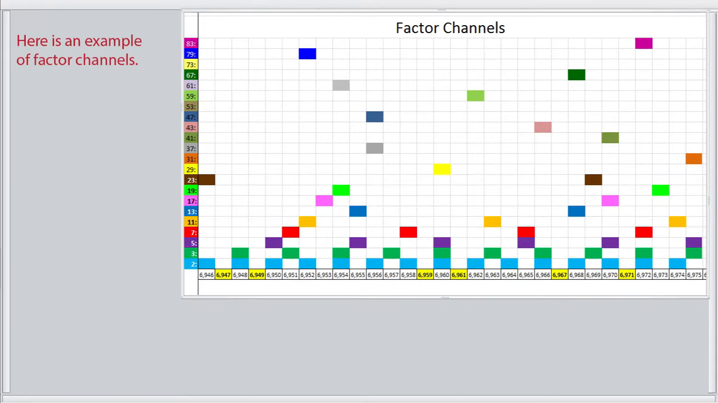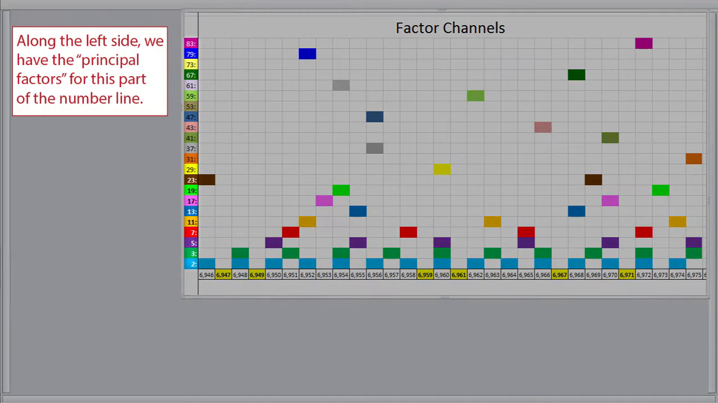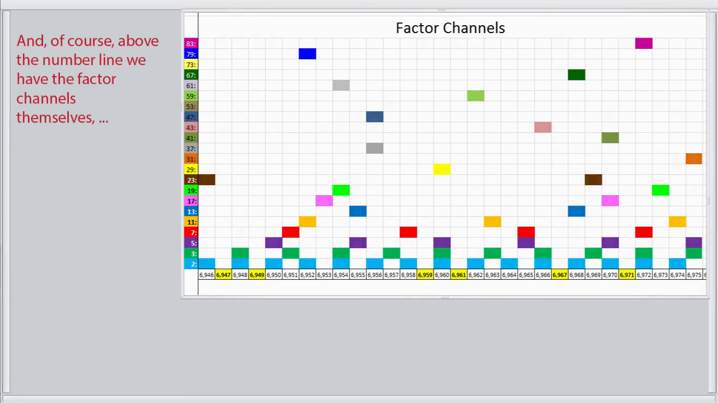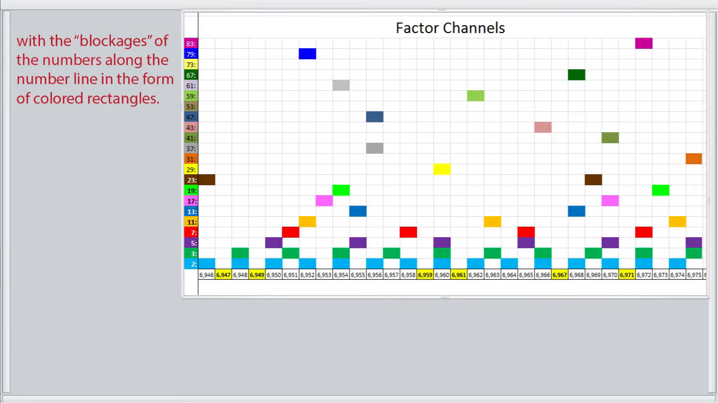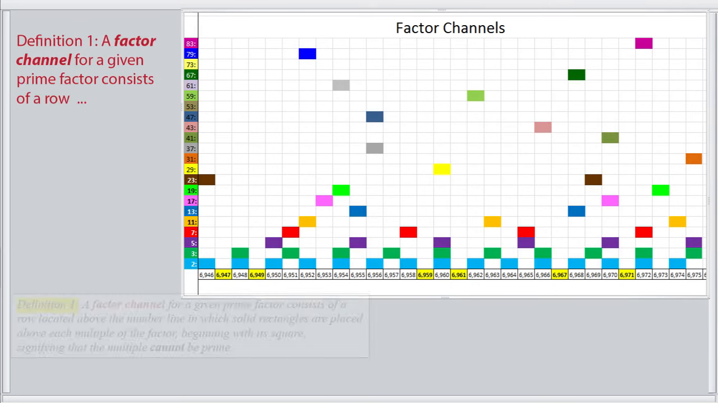Here is an example of factor channels. Along the left side we have the principal factors for this part of the number line, and of course above the number line we have the factor channels themselves with the blockages of the numbers along the number line in the form of colored rectangles.